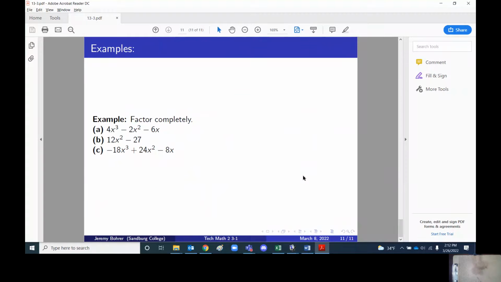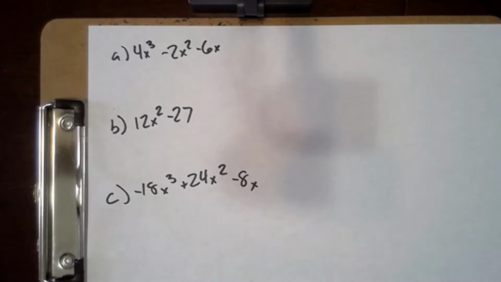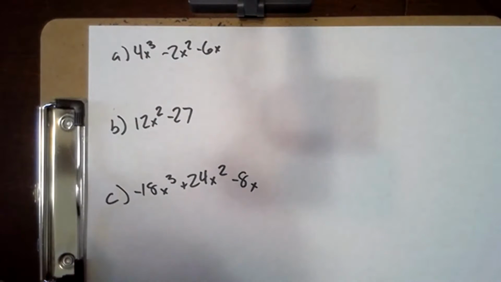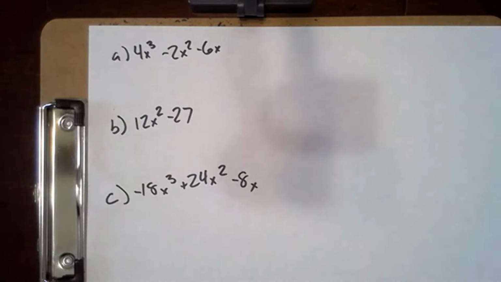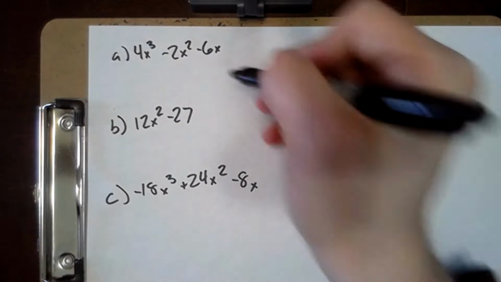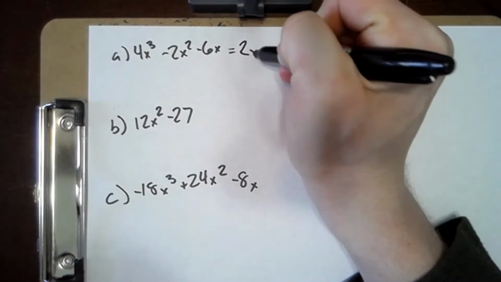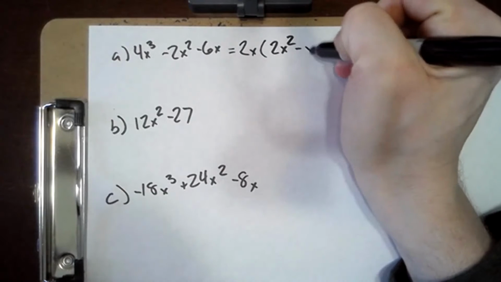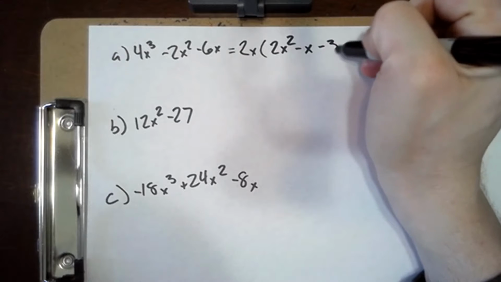Problems, we are asked to factor these completely. So we just want to do everything we can to factor each of these polynomials. We start by looking at this 4x cubed minus 2x squared minus 6x. And right off the bat, I can say every term in here has a factor of 2x. So I'll factor out a 2x from everything. That's 2x times 2x squared minus x minus 3.